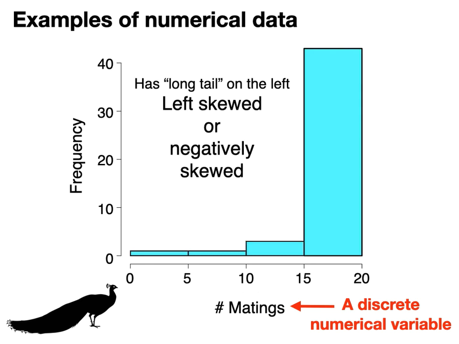Okay. Here's an example of what it would look like if it was left skewed. If we had the long tail out to the left, we'd call it left skewed or negatively skewed.